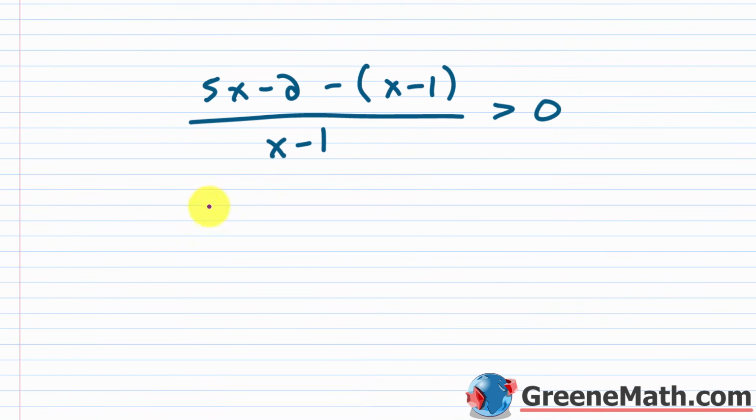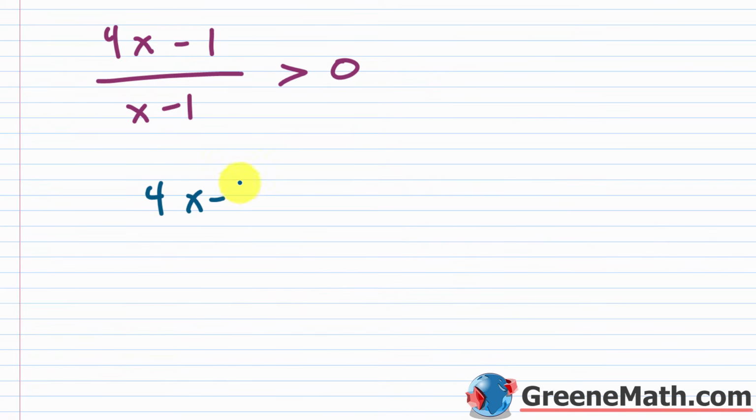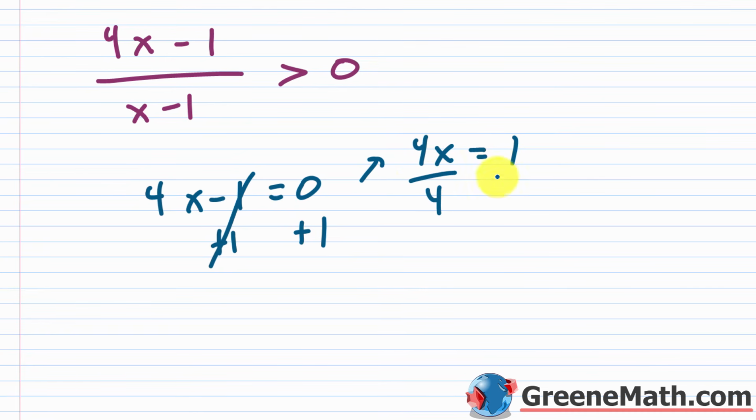All right, so let's write this as 5x minus 2, and this would be minus x and then plus 1. So 5x minus x would be 4x. So this is 4x, and then negative 2 plus 1 would be negative 1. So this is 4x minus 1 over x minus 1. And again, this is greater than 0. So what are the critical values here? Well, we would set the numerator, 4x minus 1, equal to 0 and solve that. Let's add 1 to each side. This would be 4x is equal to 1. Divide both sides by 4. Let's cancel this and say x is equal to 1/4.